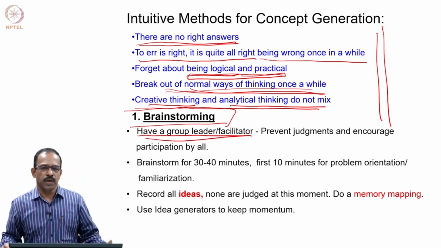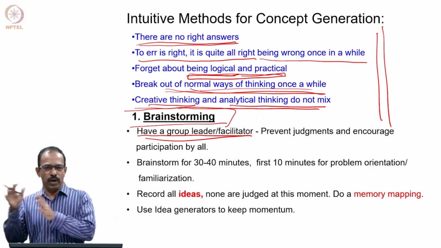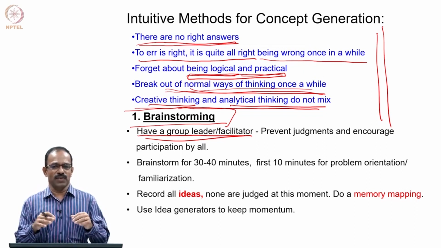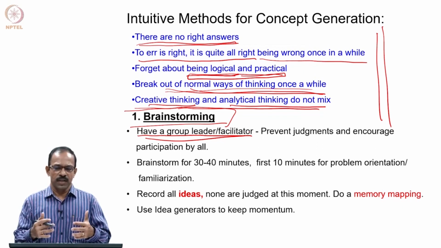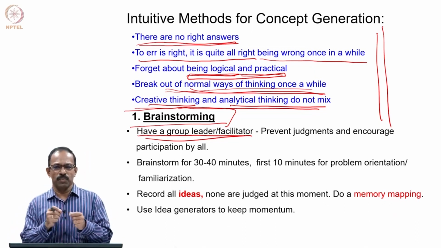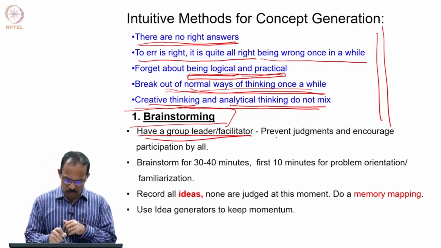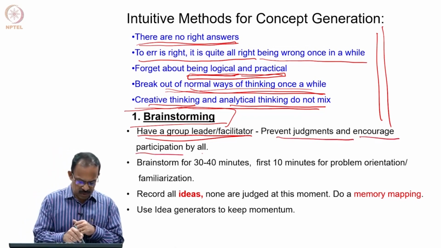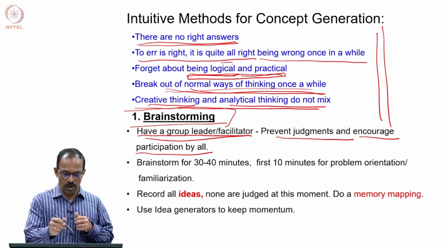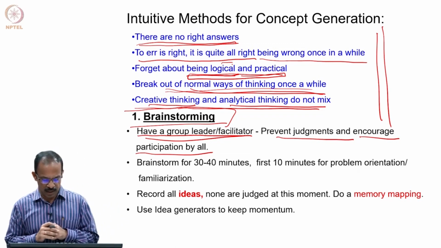So, when you are having a group, it is better to have one group leader, because we need this group leader to control the discussion. It should not go away from the focus of what you are trying to discuss, or whenever there is a silence, or whenever people are not able to come up with new ideas, the group leader should be able to facilitate the discussion and give some tips to engage people in coming up with new solutions. Okay, that is one, to prevent judgment, and one to encourage participation by all. Sometimes people try to say, oh, it is not logical or practical. So, the leader has to stop that kind of judgment also.